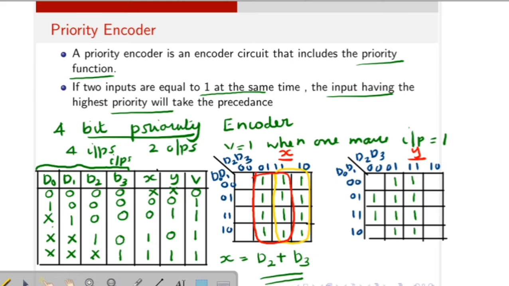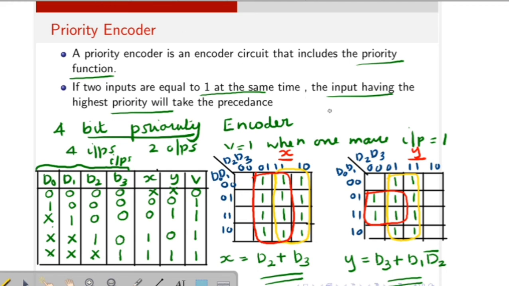Right? Next we can group them. So here also we can form an octet like this. Then next we can form a quad like this. Okay. So the equation for Y is equal to, for the octet, D0, D1 cancelled. Then also D2 cancelled, D3 plus, then for the quad, D0 cancelled, D1, and here D3 cancelled, D2 bar.